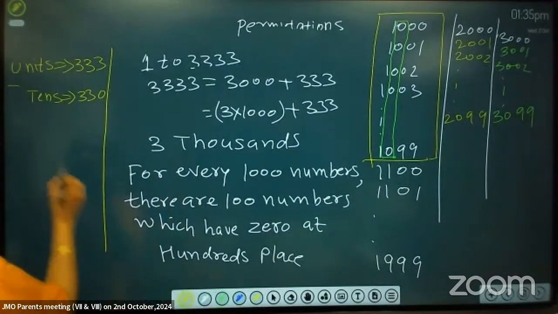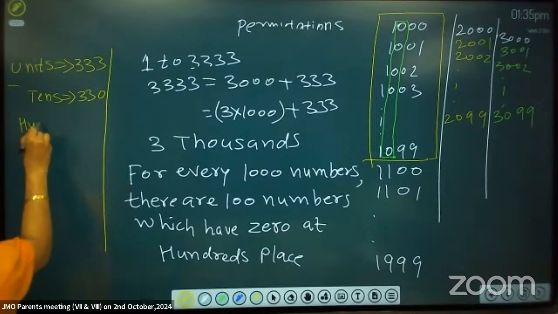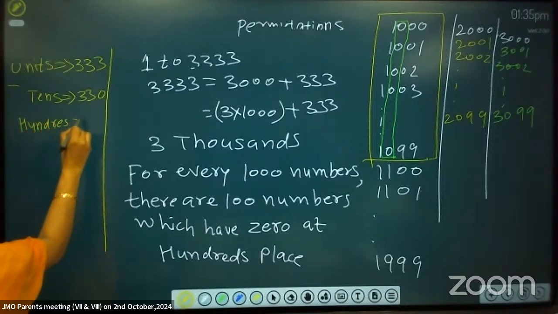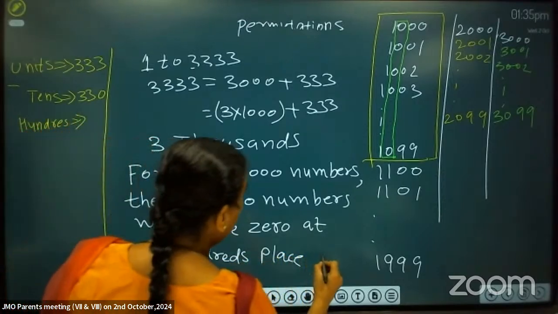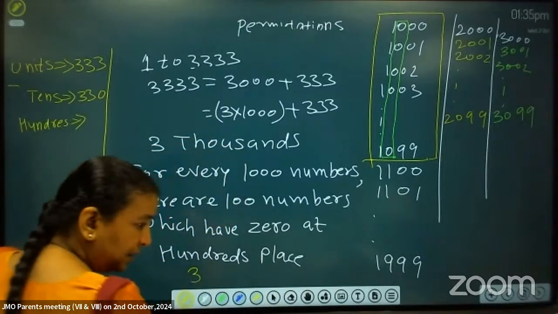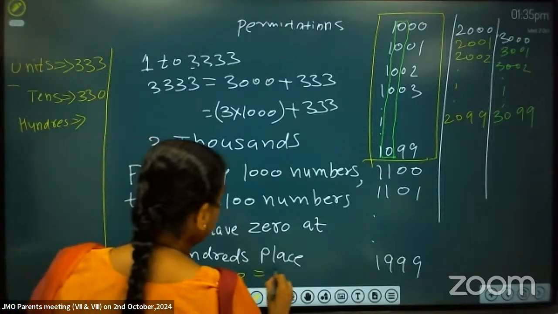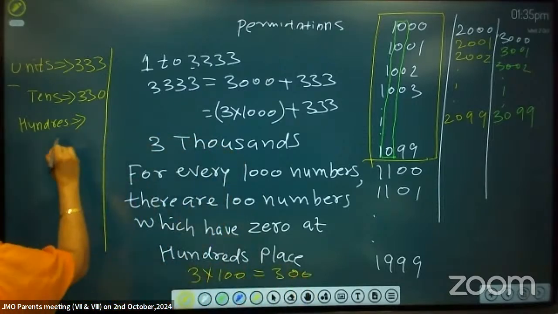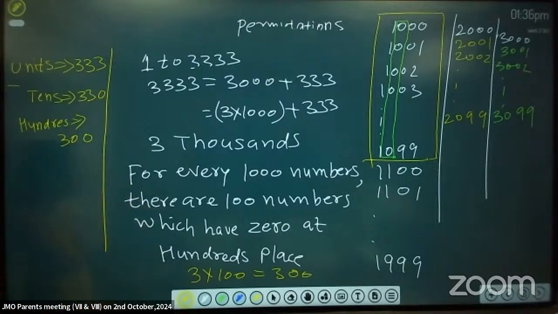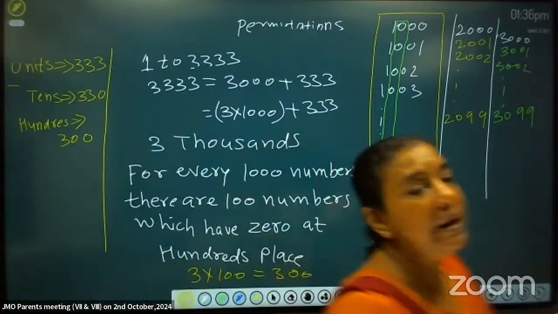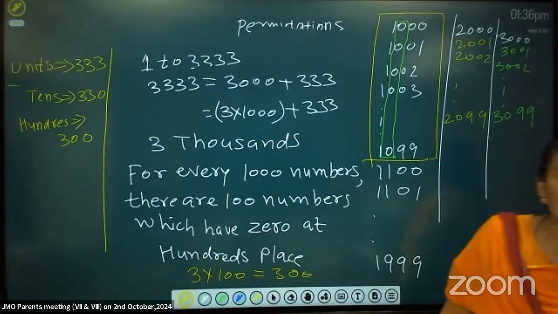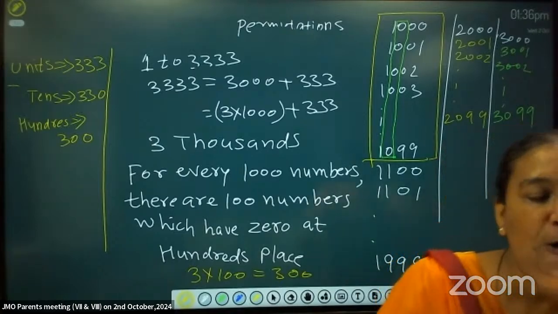So if you write how many numbers have zero at hundreds place, what will be your answer? Your answer will be there are 3000s and there are 100 numbers in each 1000 numbers. So total there are 300 numbers which have zero at hundreds place. So like this, we have counted number of zeros.